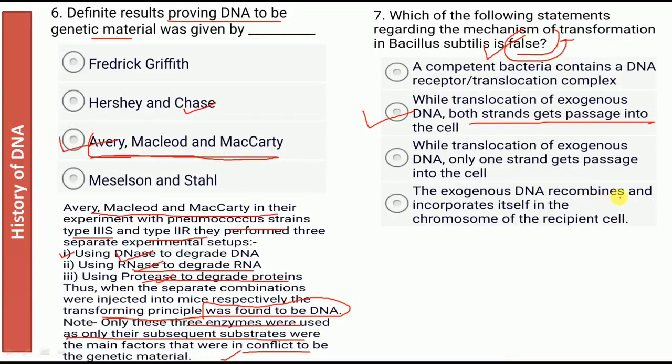The exogenous DNA recombines and incorporates itself into the chromosome of the recipient cell. This is also correct. Then the first one is also correct. So the false option is this one, B1. This is the false option.